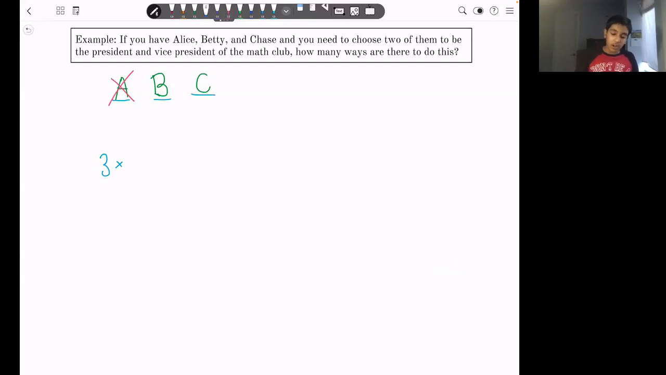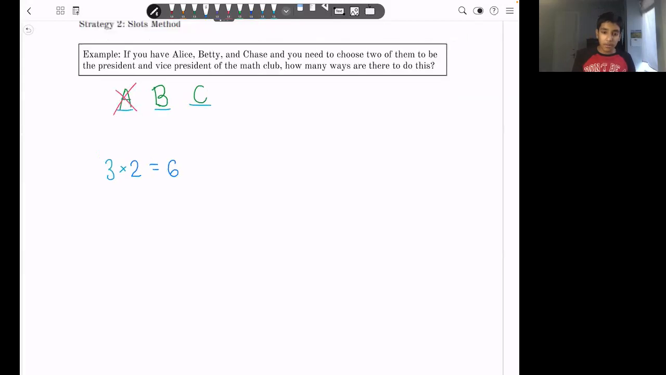So now that A is gone, A can't be the vice president. Only B and C are left to be the vice president. So there are 2 choices for who gets to be the vice president. So overall, there are a total of 6 ways, since 3 choices for the president and 2 choices for the vice president. Because after somebody's already the president, there are only going to be 2 people left to be the vice president. Any questions on this problem?